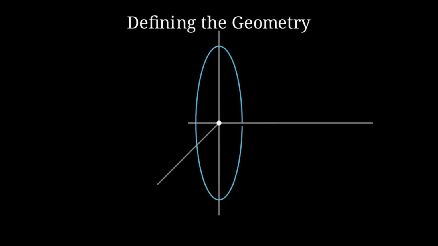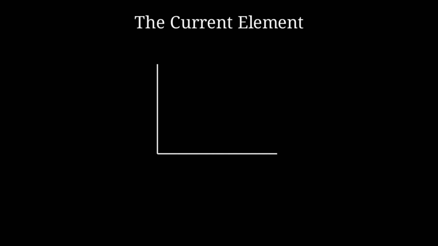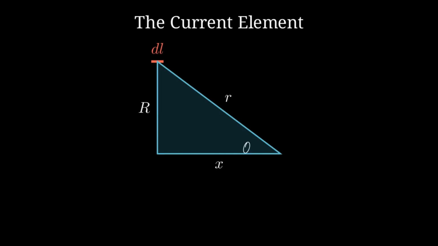We place a circular loop of radius r in the YZ plane so that its center is at the origin. We want to find the magnetic field at a point P located on the x-axis, at a distance x from the center of the loop. Consider a small element dl at the top of the loop. The distance from this element to our point P is the hypotenuse of a right triangle formed by the radius r and the axial distance x. Using the Pythagorean theorem, the distance R equals the square root of r squared plus x squared.